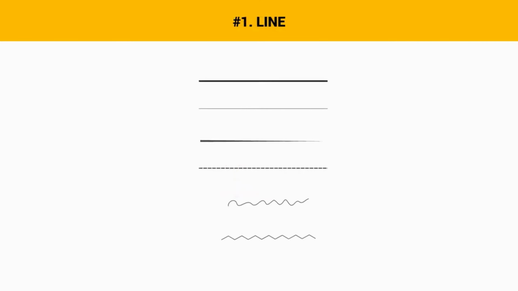One. Line, the most basic element of the design. A line is a shape that connects two or more points. Lines can be curved, straight, thick, thin, two-dimensional, three-dimensional, whatever really.